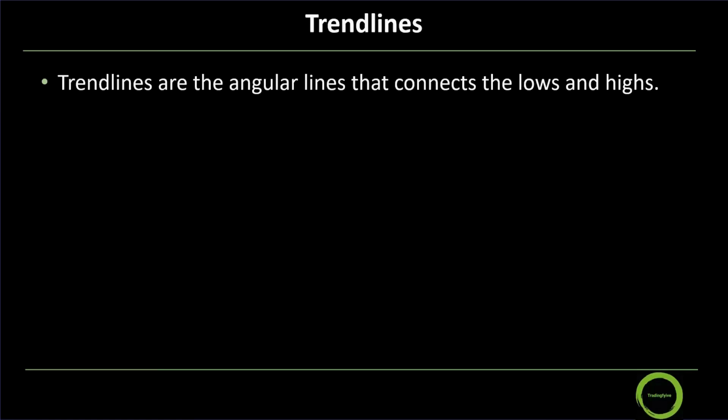Now if we consider a trended market, and when I say trended, I mean that the price is either in an uptrend or a downtrend, not sideways. When we consider a trended market and join two or more lows in the case of an uptrend, or two or more highs in the case of a downtrend, through a line, we get a trend line. Let us have more clarity about trend lines through this demonstration.